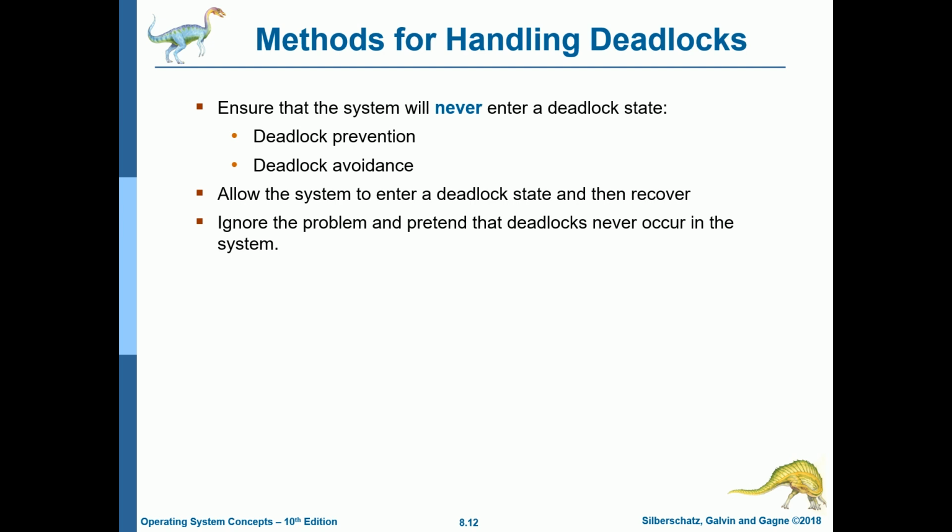Alternatively, deadlock avoidance requires that the operating system be given additional information in advance concerning which resources a thread will request and use during its lifetime. With this additional knowledge, the operating system can decide for each request whether or not the thread should wait. To decide whether or not the current request can be satisfied or delayed, the system must consider the resources currently available, the resources currently allocated to each thread, and the future requests and releases of each thread.